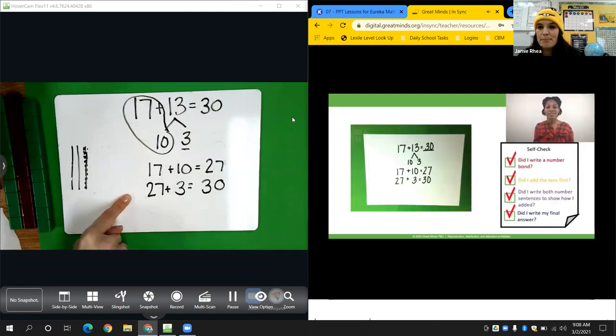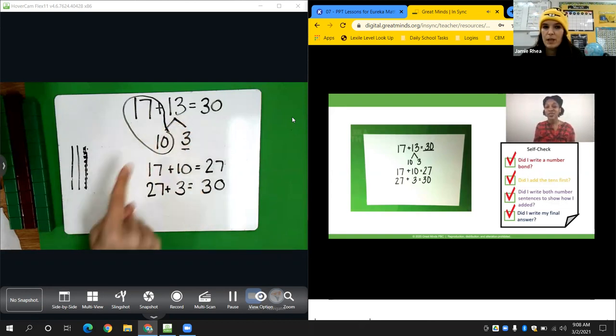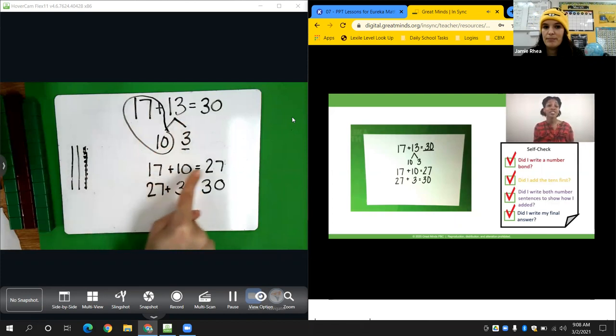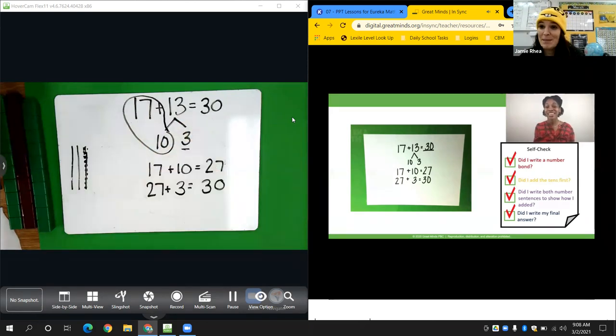Go ahead and compare your work with mine. Ask yourself, did you make a number bond? We made our number bond. Did you add the tens first? We did. Did you write two addition number sentences? We did. And did you write your final answer? We got it. Again, the same answer? If you need to, use this time to correct your work. We did it right this time. Give yourself a pat on the back. Yay.